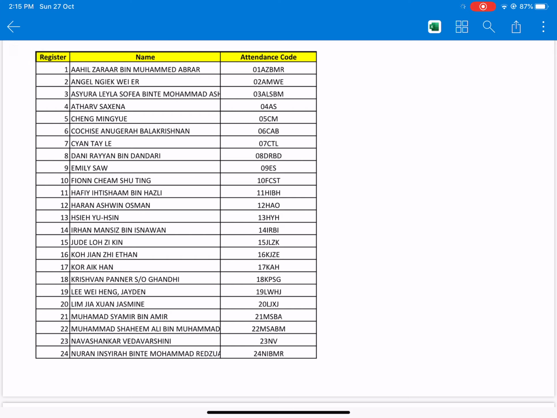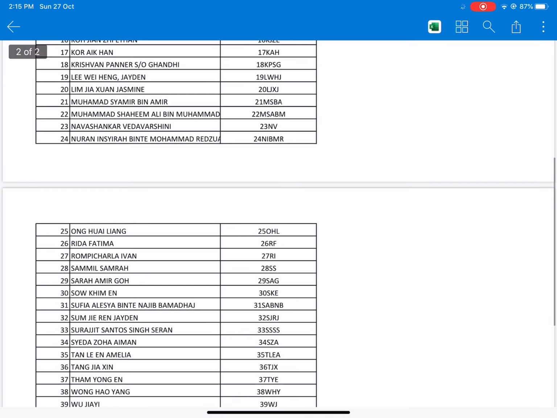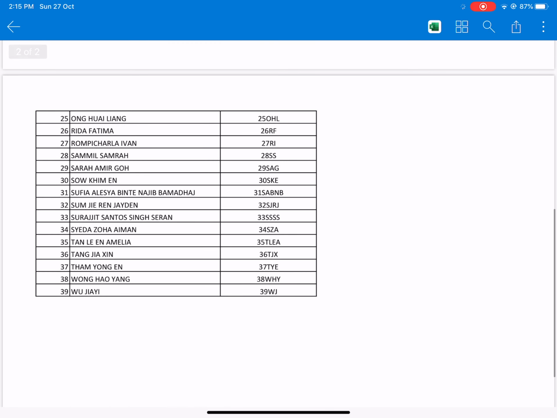All right, so I'm going to show one at a time. This is from register 1 to register 24. You can pause the video to write down the attendance code. Okay, this is from register 25 all the way to the last person, 39. You can pause the video in order to write down the attendance code.